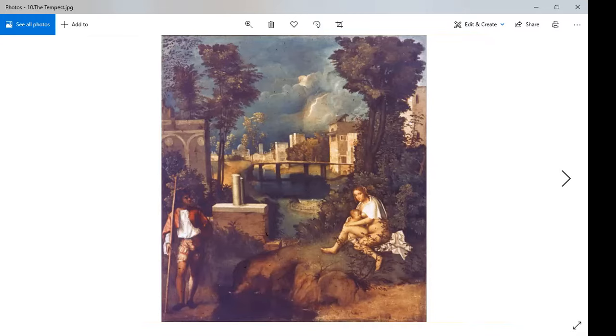We don't know exactly what's happening. The title tells us there's a storm, but we don't have to have a title to explain that, because look, the clouds are gathering and there's lightning, and the sky is darkening. So clearly there's a storm coming. And those are the walls of a city, a fortified city. It could be Florence, it could be Rome.